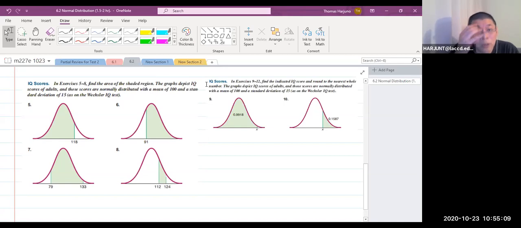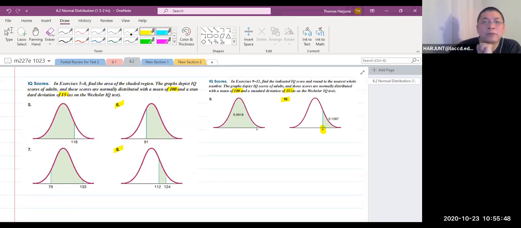So I would like you to try number 6 and number 8. This is still normally distributed with mean 100, standard deviation 15, the same information we have above. Number 6 and 8 are to find probability. And I would like you to do number 10 here. That is to find the X score, the IQ score in this case. Each problem should take you approximately 2 minutes. Right now, 10:55. We come back at 11:02.